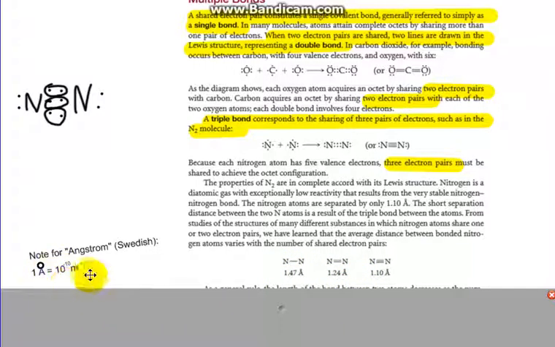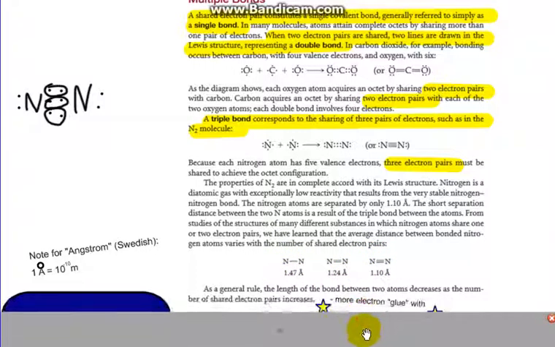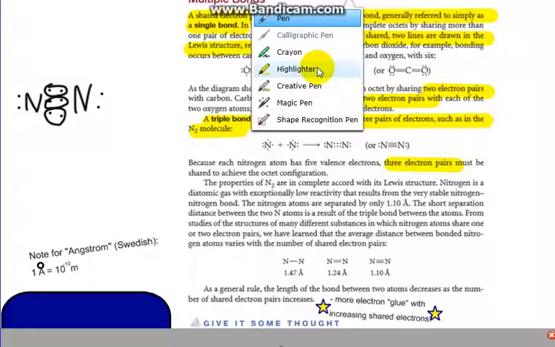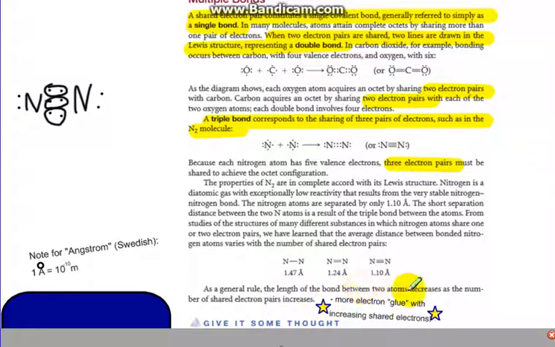The angstrom is kind of a weird unit, it means times 10 to the negative 10. Just simply look at the number though. Obviously, the more bonds we have, the smaller the number we have. So we can take a look here at a reason. As a general rule, the length of the bond between the atoms decreases as the number of shared pairs increases. So let's just highlight that, decreases.